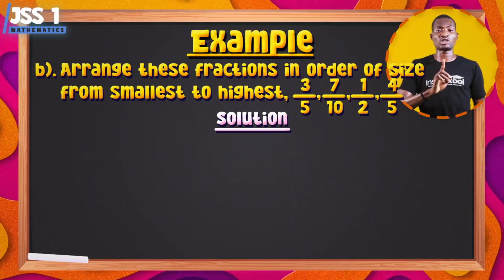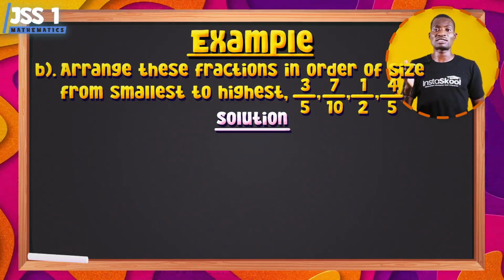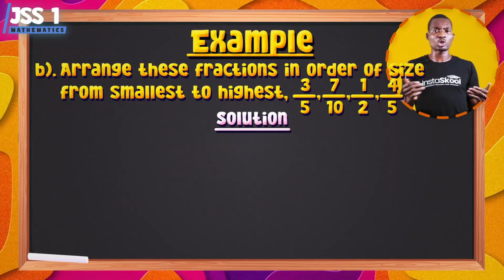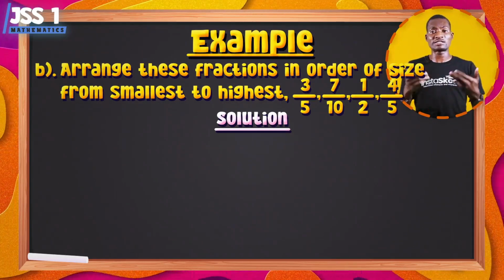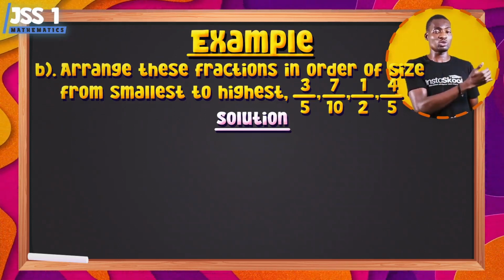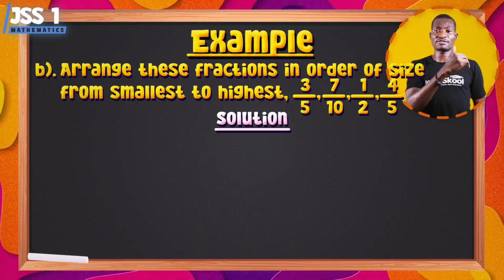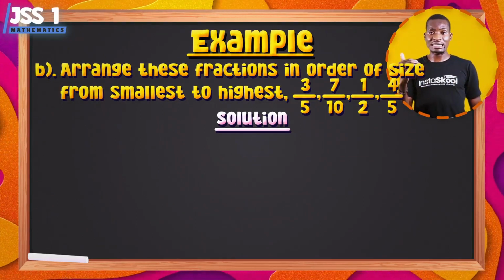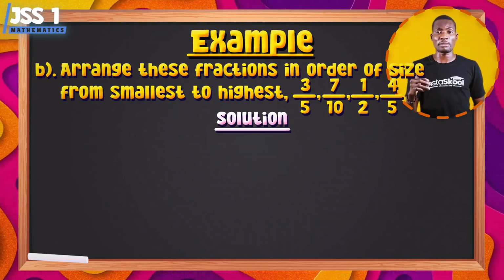The first step is to ensure that all these fractions have the same denominator. The closest denominator to all of these fractions is 20. So it means to take 2 to 20, we need to multiply by 10. To take 5 to 20, we need to multiply by 4. And to take 10 to 20, we need to multiply by 2.